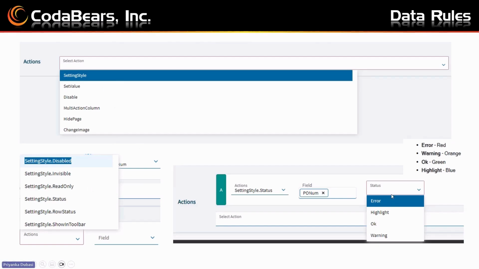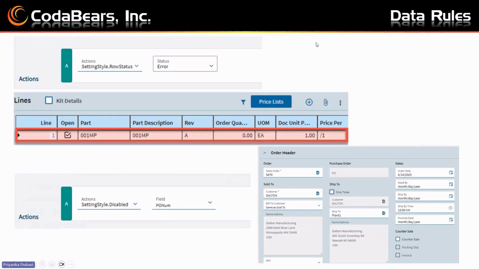We have just 4 colors that Epicor has given us. Error would be your red coloring, warning would be orange, okay is green, and highlight would be blue. These are the only colors. I've had others ask me whether we can change the colors. We can't really do that, because these are the only ones that Epicor has given us, and we have to select from these if we're trying to highlight something or error out something.